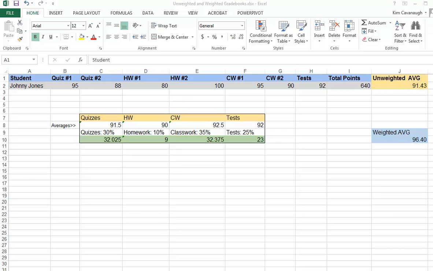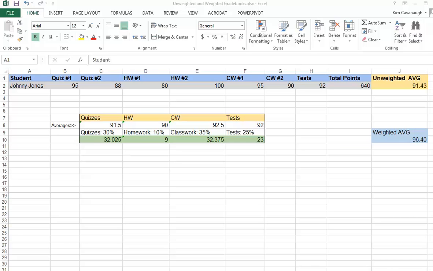In a weighted gradebook, things are done a little bit differently. We take the average of each category, and then we multiply it times the amount that it's going to count towards the final grade. So for instance, our quizzes, our average is 91.5, multiplied by 0.3, or 30%, gives us 32.025 points towards the grade. Homework, average of 90, only counts 10% and gives us 9 points towards a final grade.